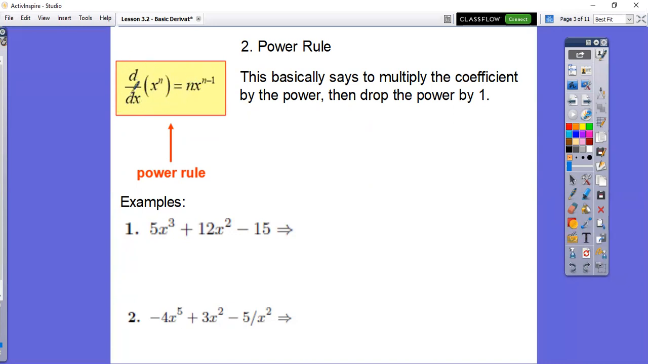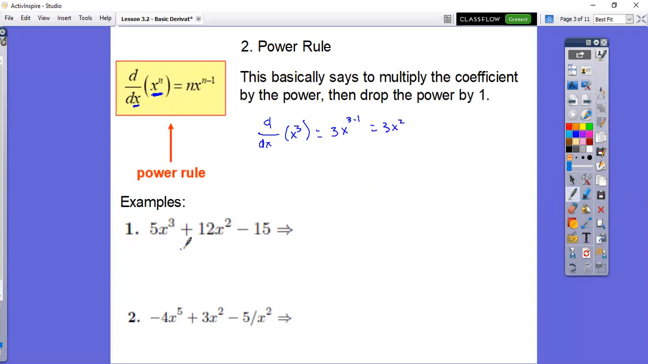This notation, d dx, is another way that you may see written, and it means take the derivative of whatever this function is with respect to x. So let's say, for example, that I wanted d dx of x cubed. The way I would do this is I would take the power and multiply by whatever my coefficient is. My coefficient here is 1. So this would be 3 times x, and then drop the power by 1, to the 3 minus 1. So this would just be 3x squared.